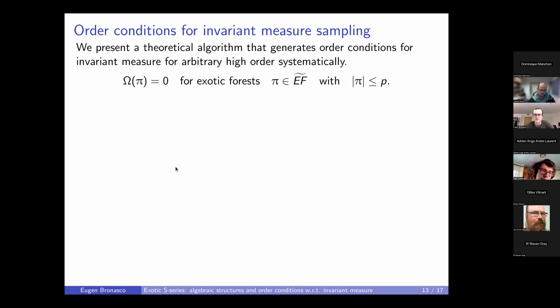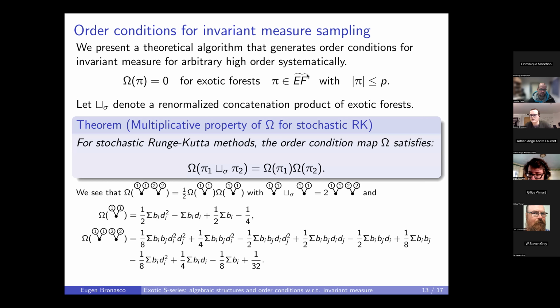Okay, so the theoretical algorithm generates order conditions for invariant measure of the following form. We have omega of pi equals 0 for exotic forests of some nice shape, pi in EF tilde. So EF tilde is a set of exotic forests of some nice shape. And of course, if we need order P, then we take the forests up to size P. Next, we consider a renormalized concatenation product of exotic forests denoted by square cup sigma. In general, this square cup sigma is the dual of the D-shuffle coproduct, with the exotic trees being the primitive elements of the coproduct. And we prove the following statement.